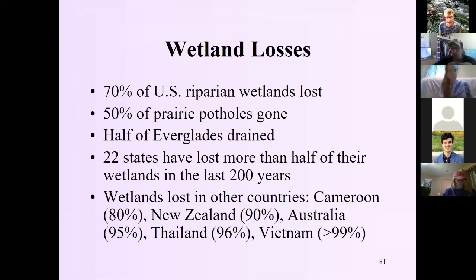In some of these countries like Thailand and Vietnam, many of the wetlands have been converted to essentially rice culture. And they're still sort of a wetland, but they really don't have the diversity or any of the other ecosystem services other than production of crops.